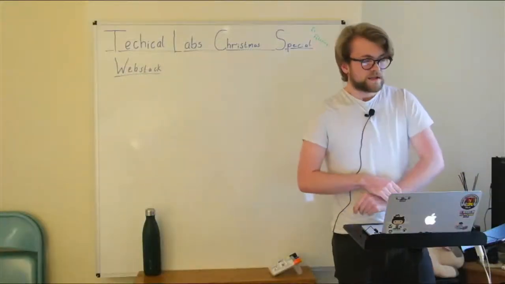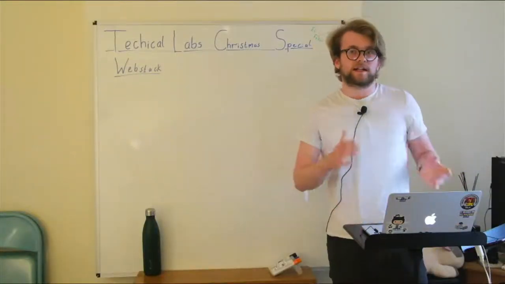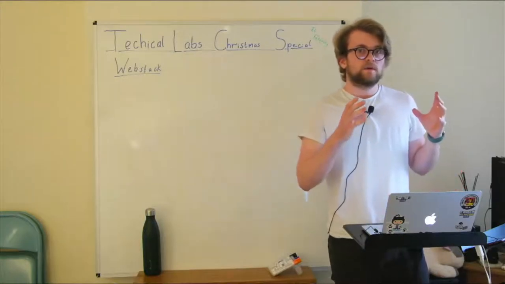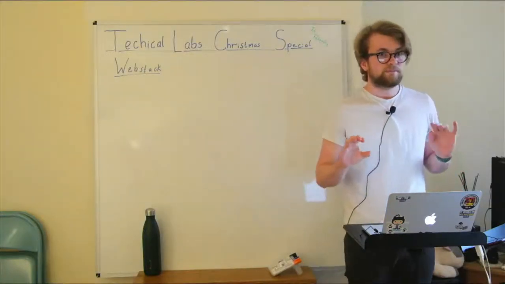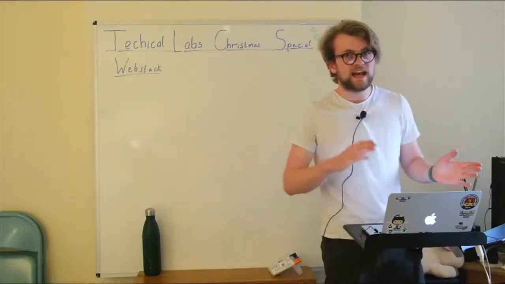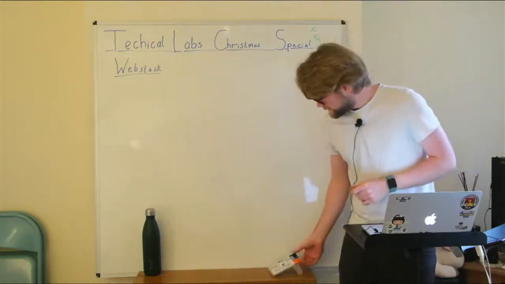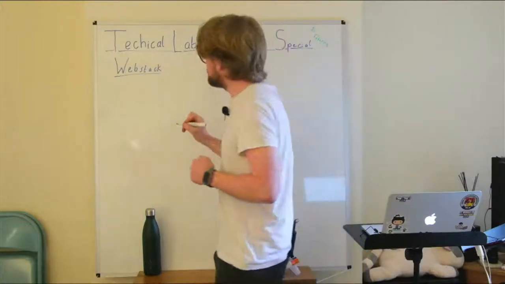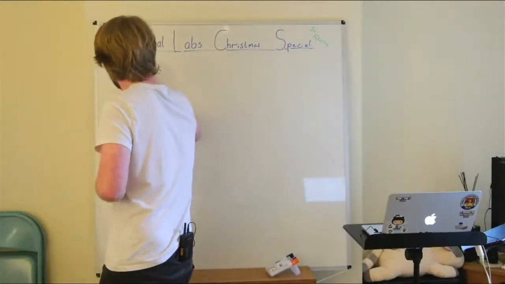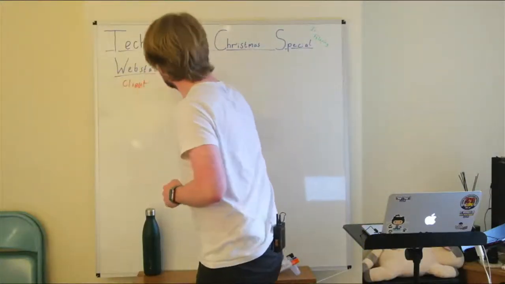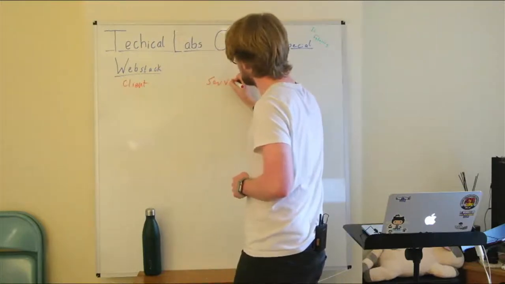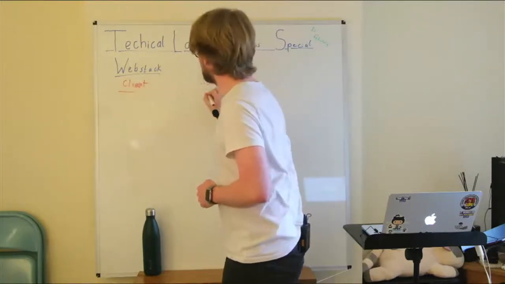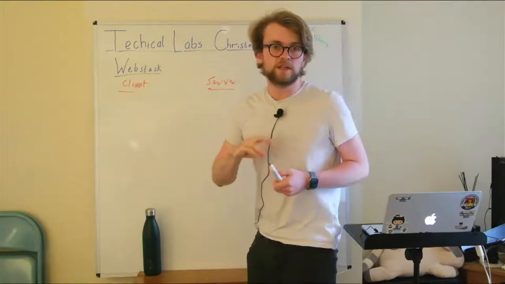Fifteen minutes, okay. So what we went through there was the client-side code. So there's this distinction in the web: client-side, server-side, front-end, back-end. I'm going to start drawing things. So we're going to have a client and a server. So this is how the web works.